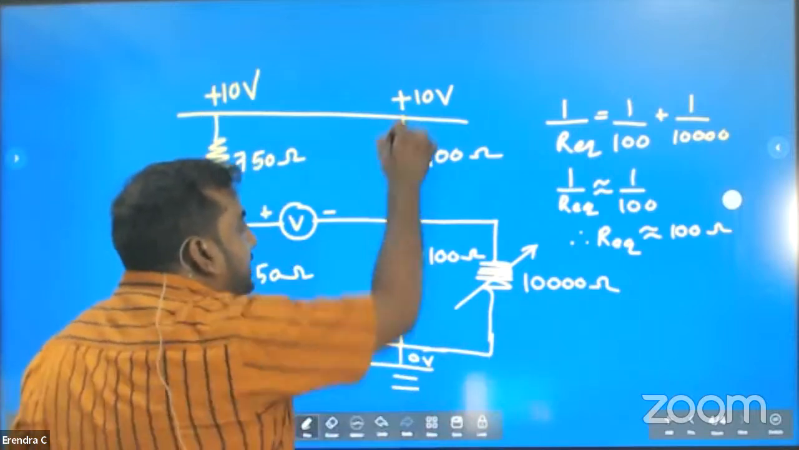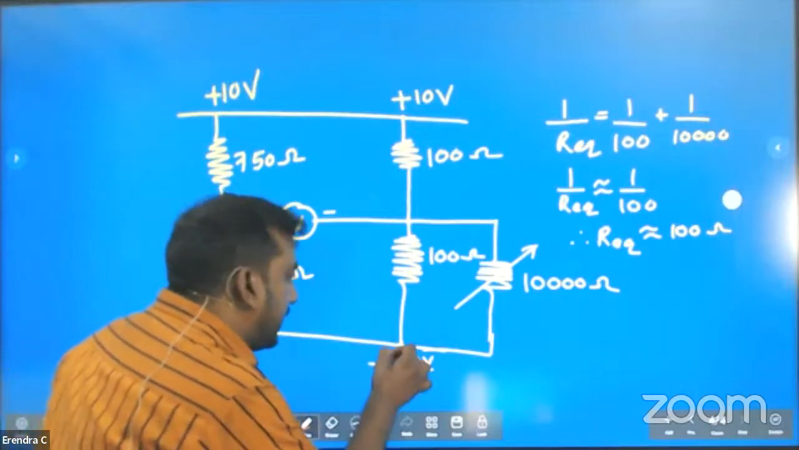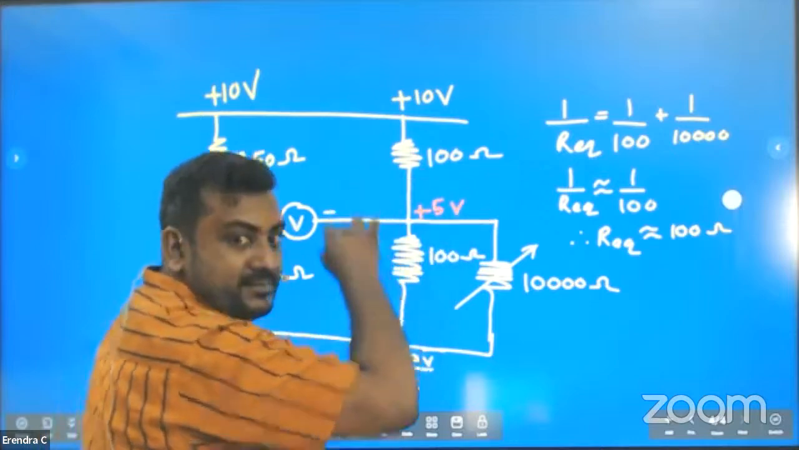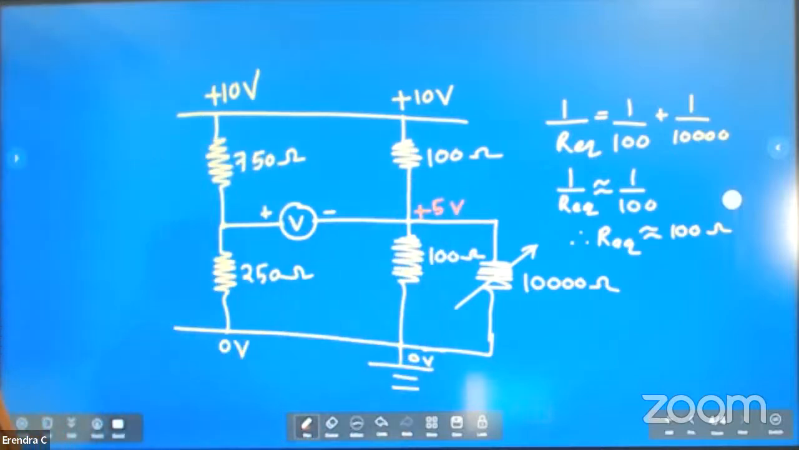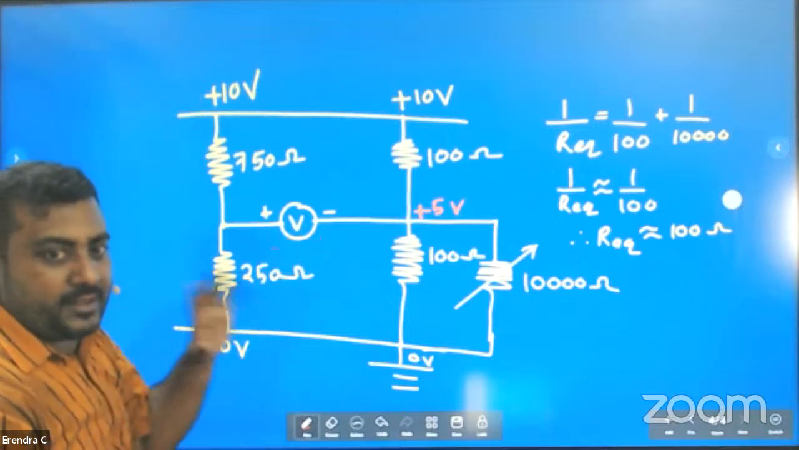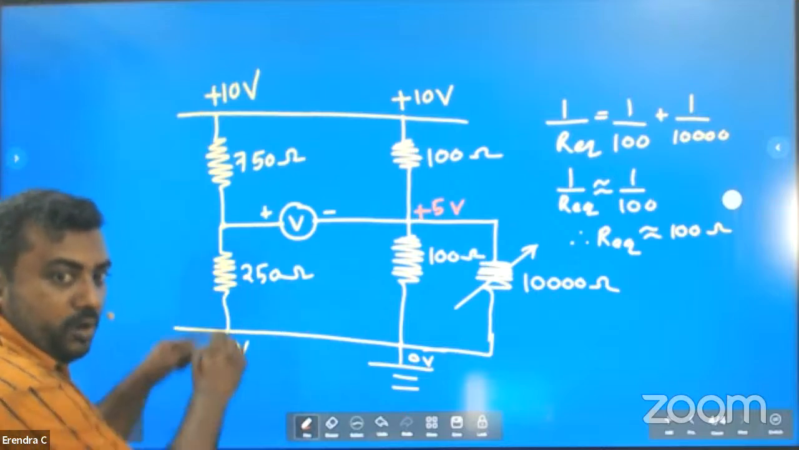Now look. Exactly half means here 0, so here plus 5. Here plus 5. Now what can you say here? Is current going this way? No, no. Right. Then use the potential divider theorem from the bottom, from the 0, always from the 0.